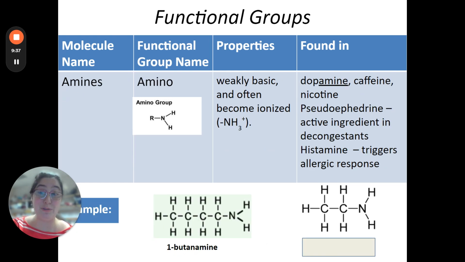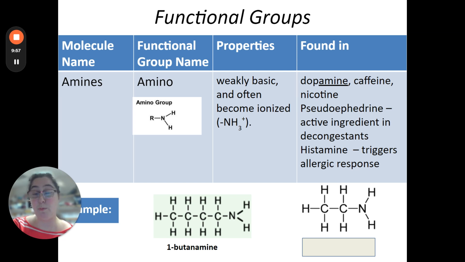Amines, we're now involving nitrogen. This is the amino group, NH2. This frequently will pick up a hydrogen to become NH3+. Anything that picks up a hydrogen is a base. So this one is a base, and it often ionizes. This one, the word ends in amine, so they're easy to spot.